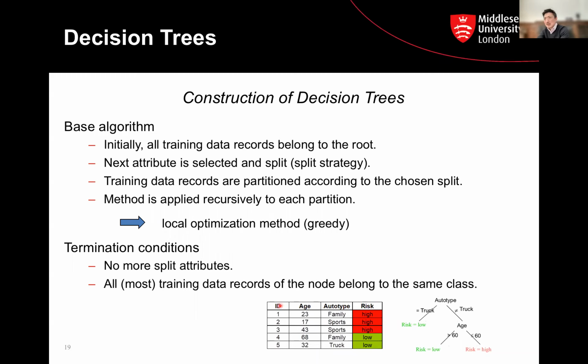And this is the ID. We know it has nothing to do with the risk. Whether the person had high or low risk has nothing to do with what the ID number is. Okay, and you have to decide: am I going to first split on age or on auto type? There are so-called split strategies to decide which one to choose.